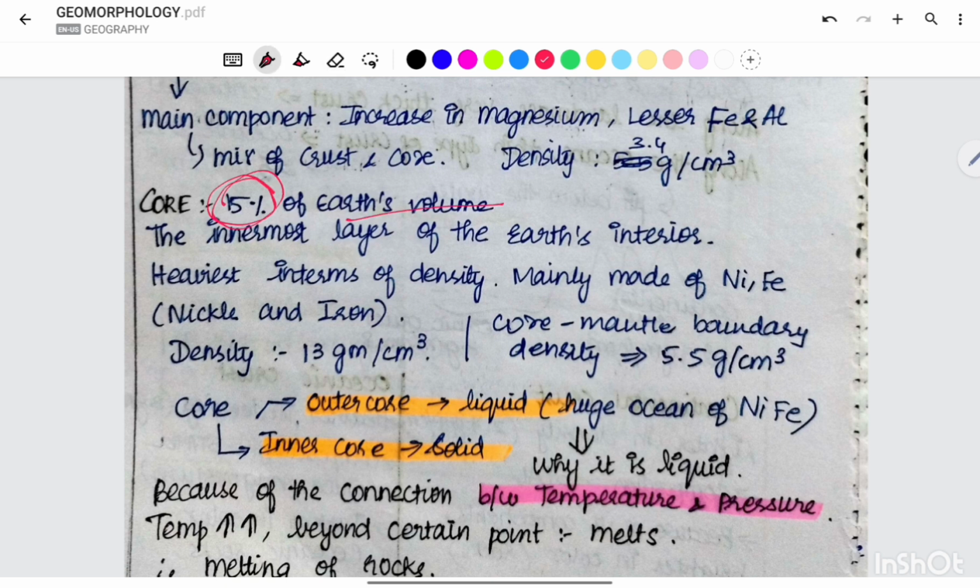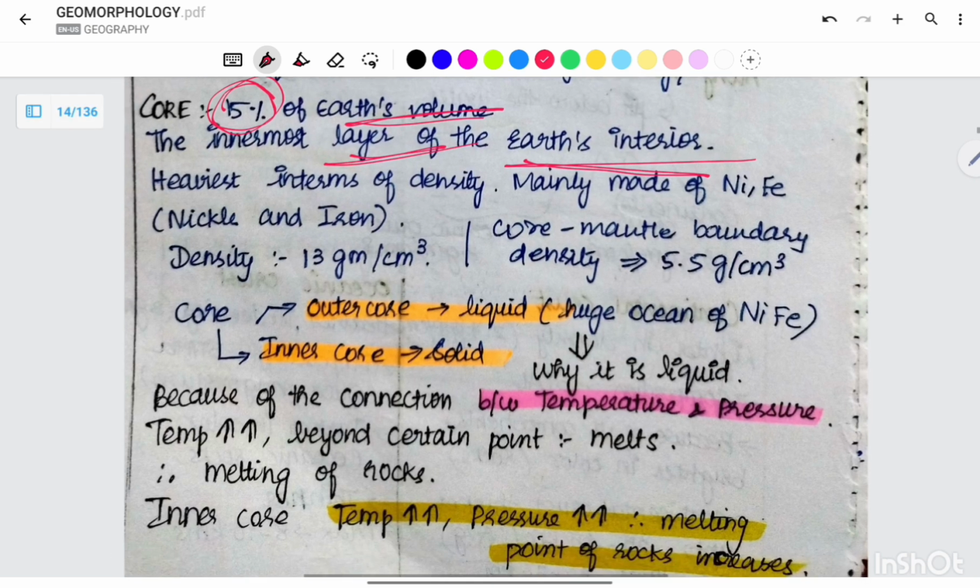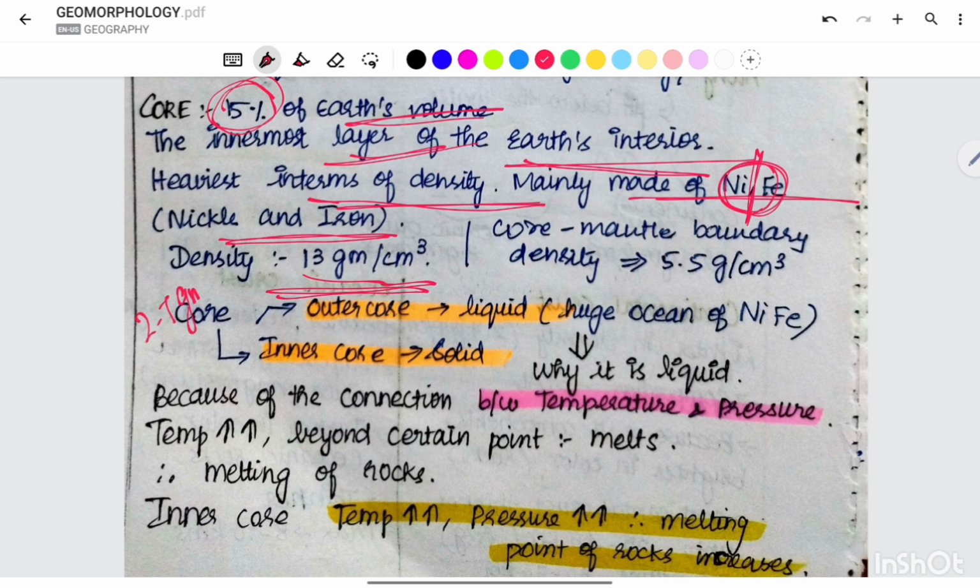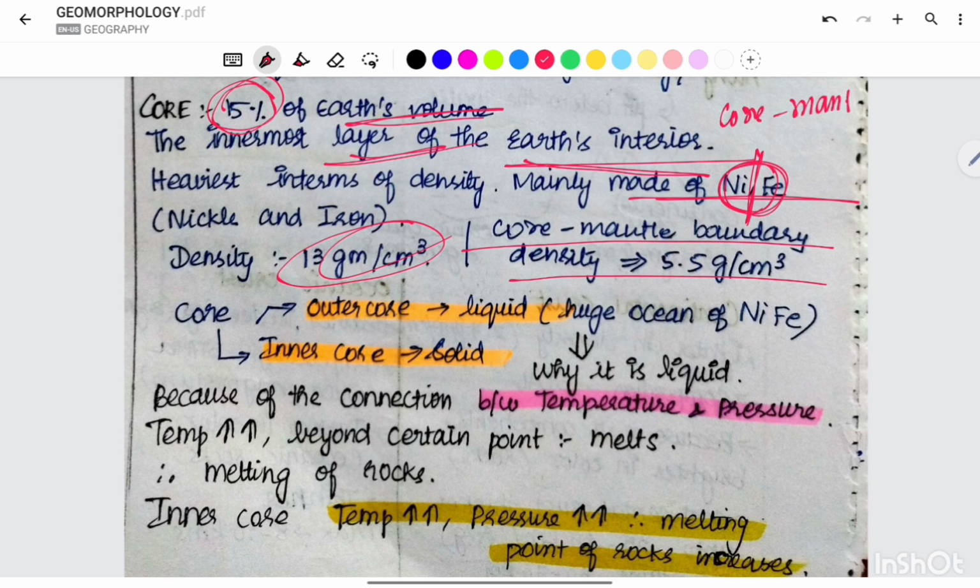The core is 15% of the earth's volume, the innermost layer of the earth's interior, heaviest in terms of density. Mainly it consists of nickel and iron. Nickel and iron density is 13 gram per centimeter cube, whereas the density of the continental crust and oceanic crust is lower, 3.4 is the density of the mantle, and the core has a density of 13 gram per centimeter cube. The core-mantle boundary has a density of 5.5 gram per centimeter cube.